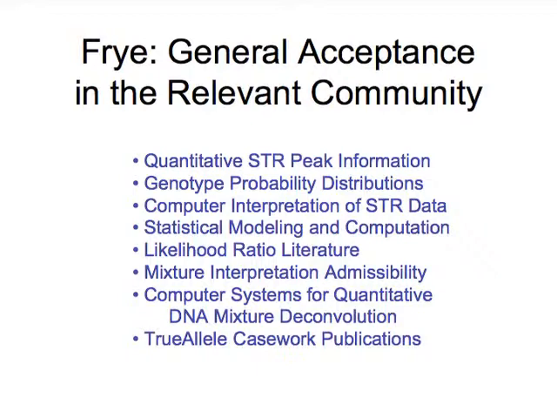Quantitative STR peak information has been used since the advent of PCR. Genotype probability distributions date back to Gregor Mendel with the pea experiments in the 19th century. If you think about it, what's the probability that the peas, it's a quarter or a half, it's the Punnett squares, all that sort of old stuff. Computers have been interpreting STR data since they came out in the 1980s. Statistical modeling and computation has been developing and evolving, but by 1990 had really reached its current state. There's a whole literature on likelihood ratios, the most informative going back to about 1950 with some books written about it and its use in World War II.